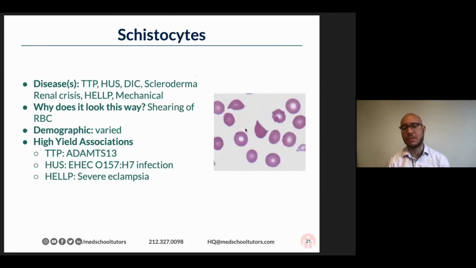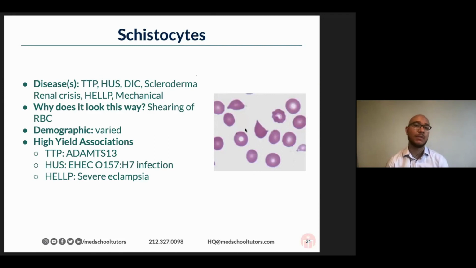So here's some of the diseases that you can see with schistocytes. I put an image there where it's front and center. We mentioned basically all of the differential diagnosis for schistocytes. Of course, the mechanical encompasses a broader set of things like prosthetic valves and bad hypertension. It looks this way, as I mentioned, because of the shearing of the red blood cells. Obviously, there's no one demographic that fits this, right? If it's hemolytic uremic syndrome, it might be a child that ate an undercooked burger and they got an EHEC O157:H7 infection.